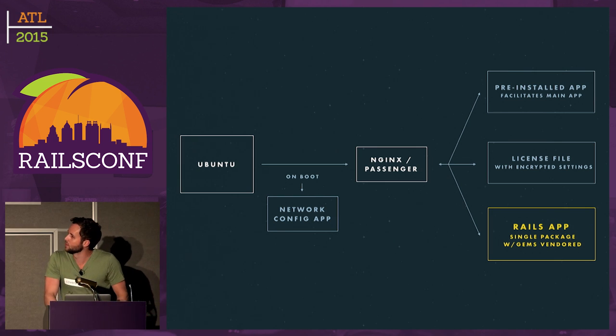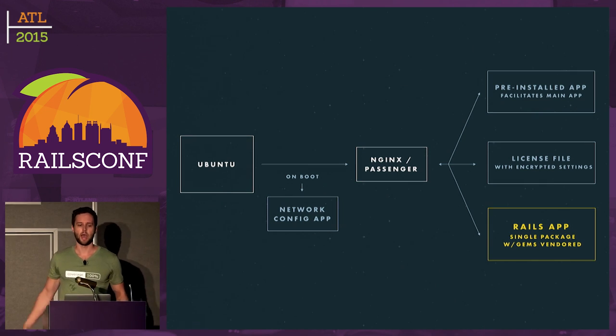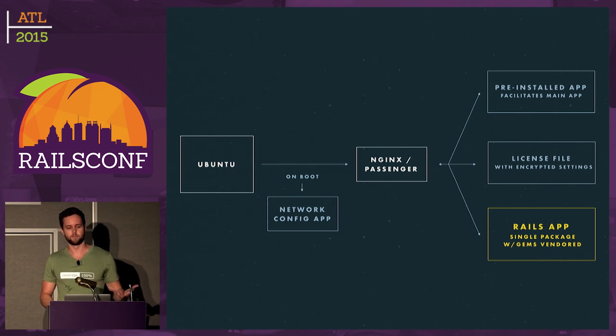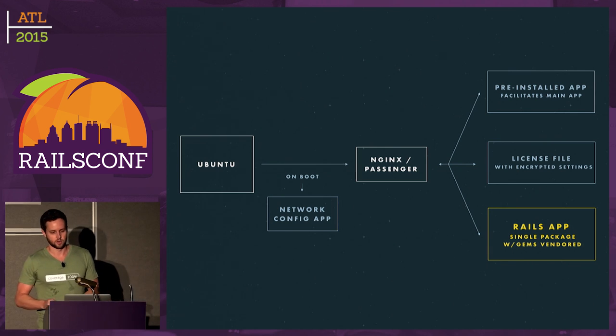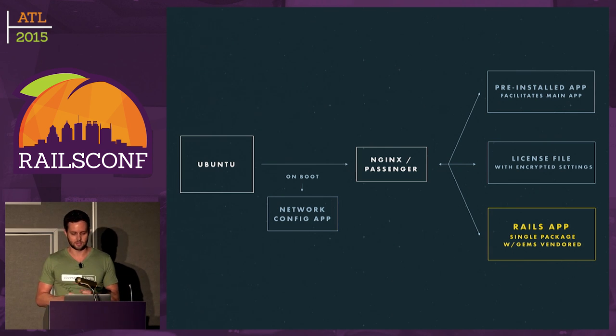So this is a pretty hectic diagram, but it's basically showing the general architecture of how the app is running within our VM, which is Ubuntu. And we chose Ubuntu because it's just widely used and relatively easy to configure. So the main components that live within it are the network config app, which is the first thing that a customer will see when you boot it up.